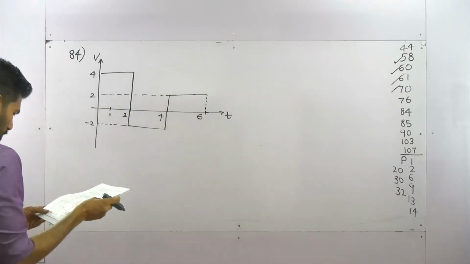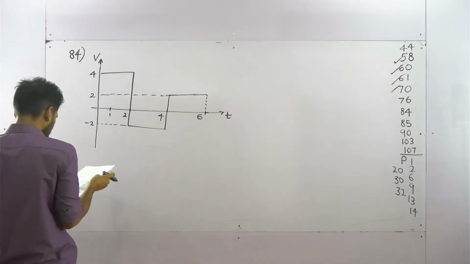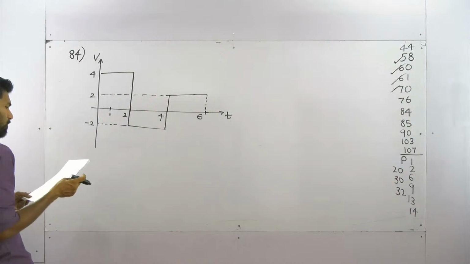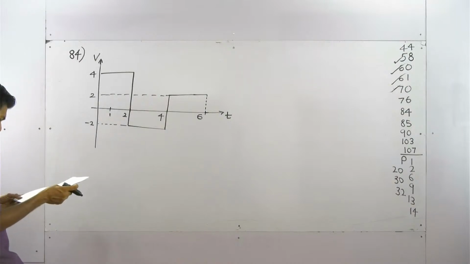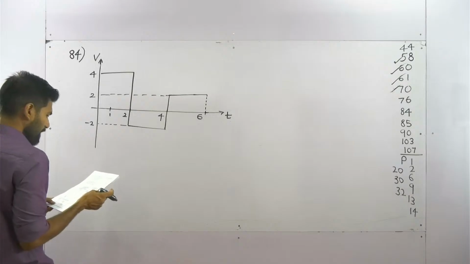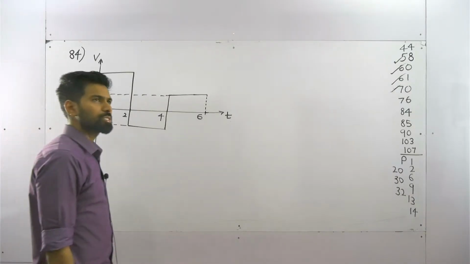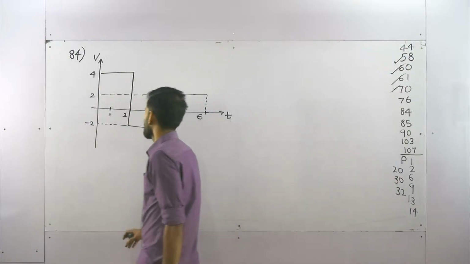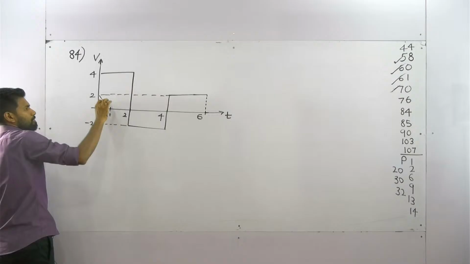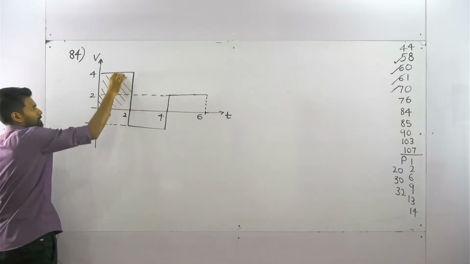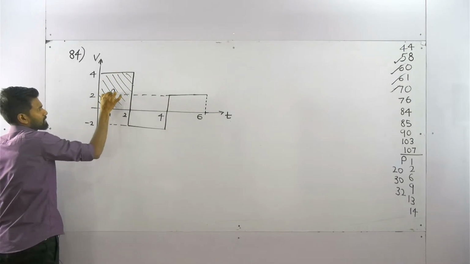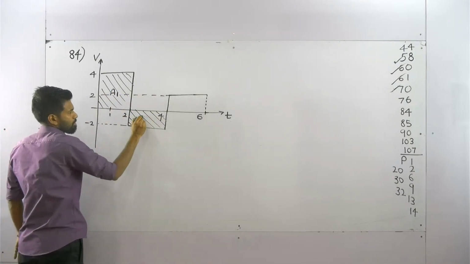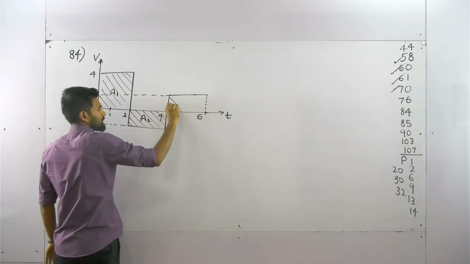Okay. The velocity time graph of a body moving in a straight line is shown in the figure. The displacement and distance traveled by the body in 6 seconds are, respectively... Initially, you have to find the total displacement and the distance. In a velocity time graph, the area under the curve gives you the displacement. Here, I'm going to find the areas under these certain places. This is A1, this is A2, this is A3.